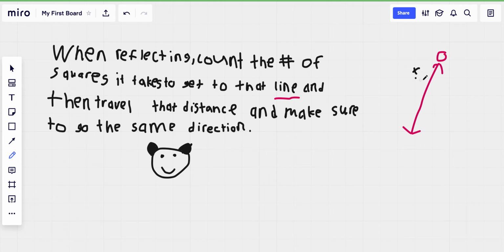So say it takes about half a square to reach the line of reflection. So you want to travel half a square onwards, and make sure it's in the same direction as you're going. And then you'll have a reflected version of X across line O.